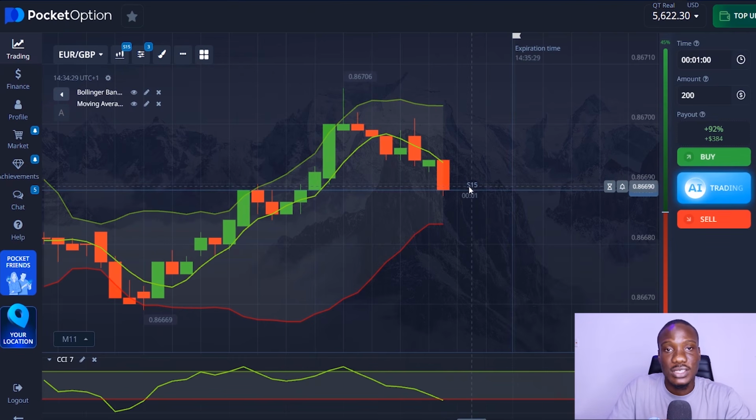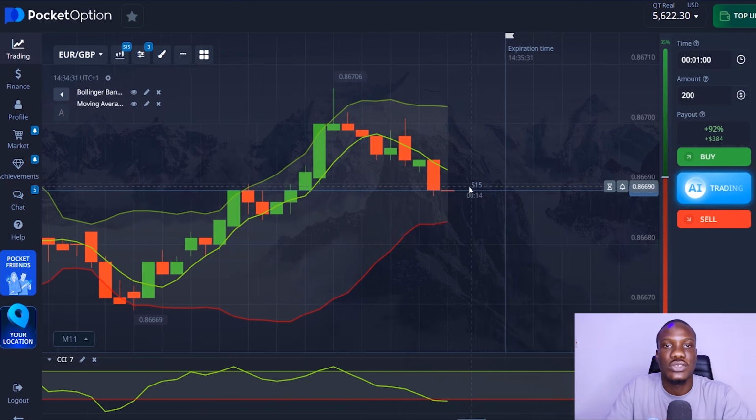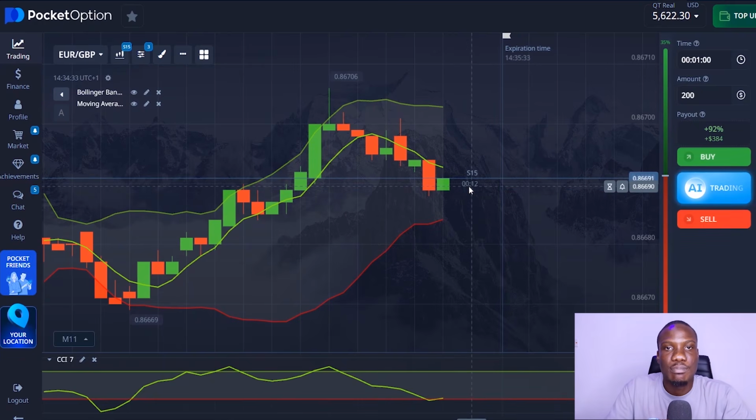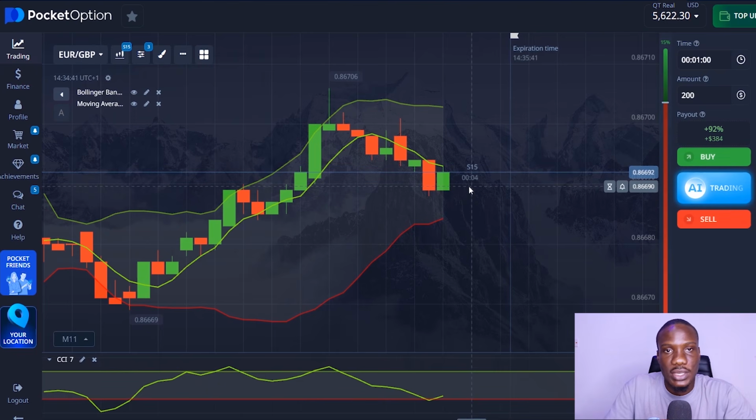So anytime I'm trading this strategy, these are things I always put into consideration, and I'm always very patient to find good confirmations before I take a trade. If my confirmations are not pretty much aligned, I don't take a trade. I hope you're getting it right.